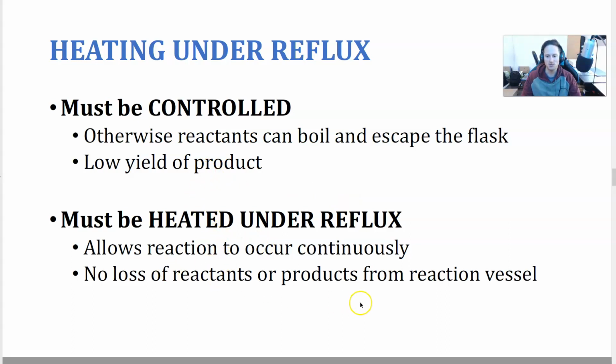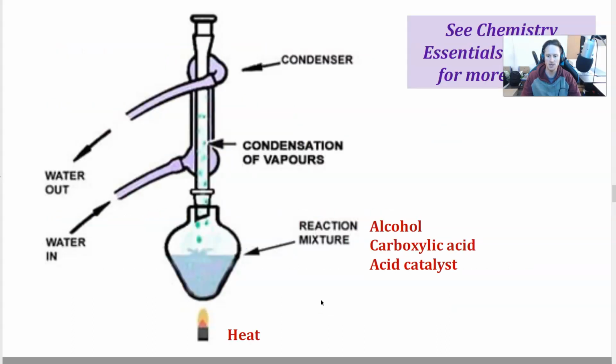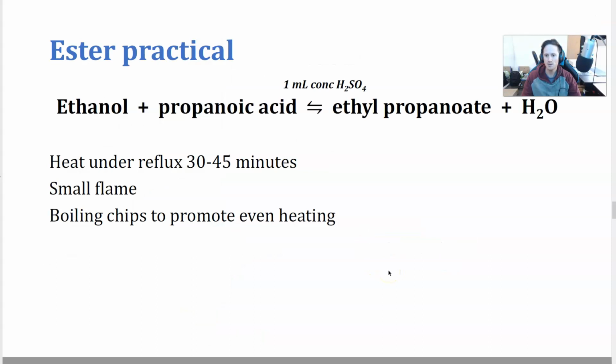Reflux allows the reaction to occur continuously, and there's no loss of reactants or products from the reaction vessel, which is important because we don't want to lose our product, which lowers yield. So the reaction mixture is your alcohol, your carboxylic acid, and your strong acid catalyst. An example practical for an ester: ethanol and propanoic acid makes ethyl propanoate and water.